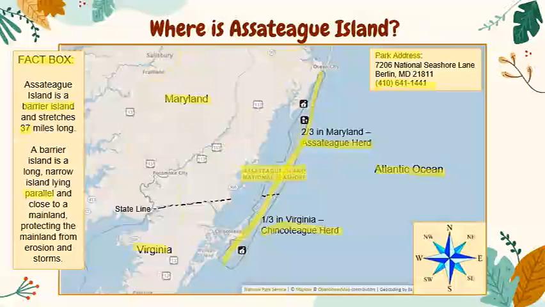So if this barrier island is protecting the mainland from a lot of erosion and storms, then that tells me the barrier island is getting hit by erosion and storms quite a bit. And in fact, barrier islands are always changing. They're in a constant state of flux or change. They're affected by the wind, they're affected by the waves. And so that sand is constantly shifting here and there. So here it says that it stretches 37 miles long. That actually changes a little bit here and there with the shifting of the sand.